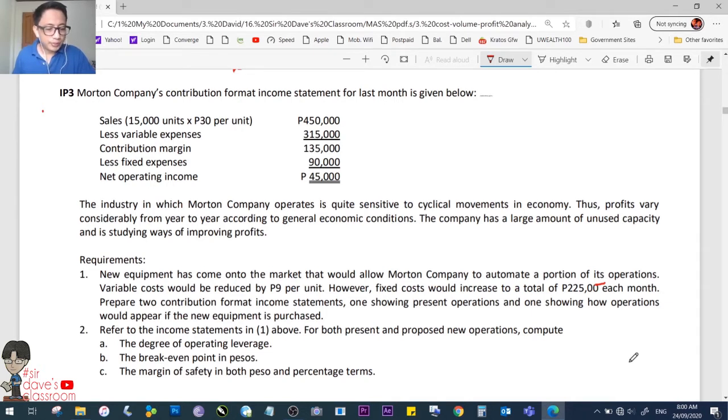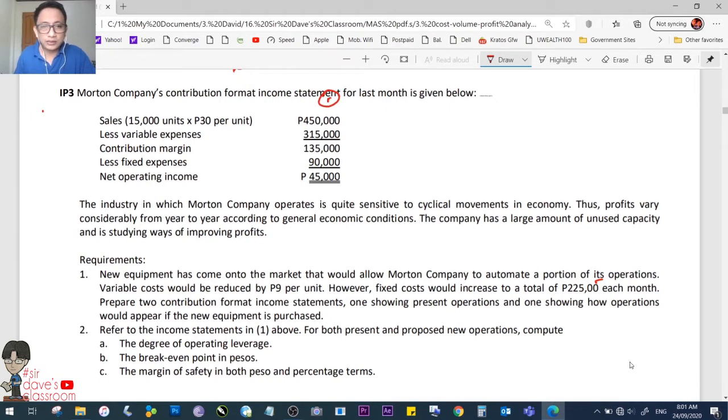Number 1, new equipment has come onto the market that would allow the company to automate a portion of its operations. Variable costs would be reduced by 9 pesos per unit. However, fixed costs would increase to a total of 225,000 each month. Prepare two contribution format income statements, one showing present operations and one showing how operations would appear if the new equipment is purchased. So, for number 1, we are required to present two statements.